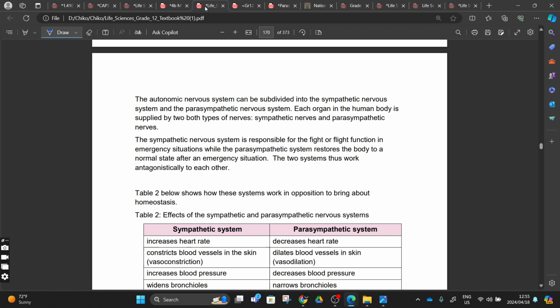And then the autonomic nervous system can be subdivided. Now we are going to the autonomic nervous system, which can be subdivided into the sympathetic nervous system and the parasympathetic nervous system. Each organ in the human body is supplied by both types of nerve, right? Still remember this, I did this, right? A heart here. This is what they're saying. Each organ in the human body is supplied by two types of nerves, sympathetic nerves and parasympathetic nerves, right?